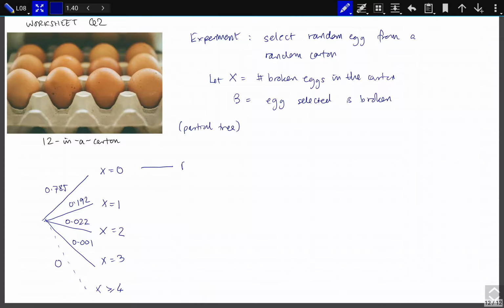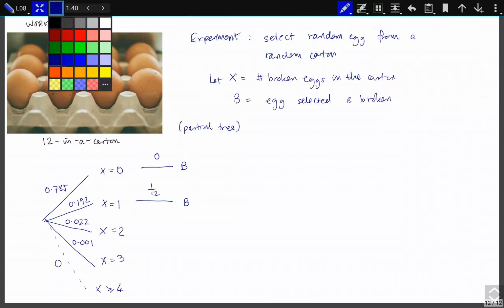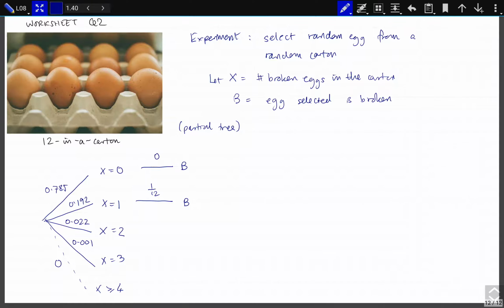And so what's the likelihood of getting a broken egg given that you picked a carton with no broken eggs in it? Well, that's 0, right? So with one broken egg, you get 1/12. The reason I call this a partial tree is I'm not drawing in b bar and so on, because it's just going to be the complement. Similarly, the more broken eggs I have, assuming equally likely chance of selecting a random egg, see, the randomness means equally likely.